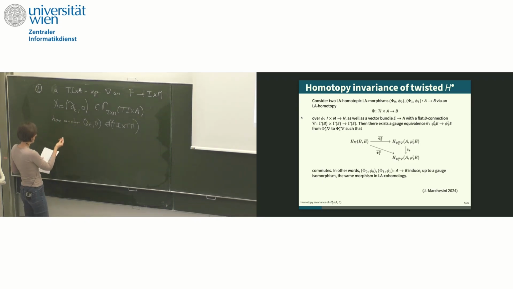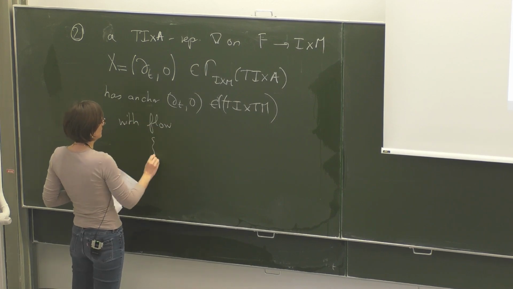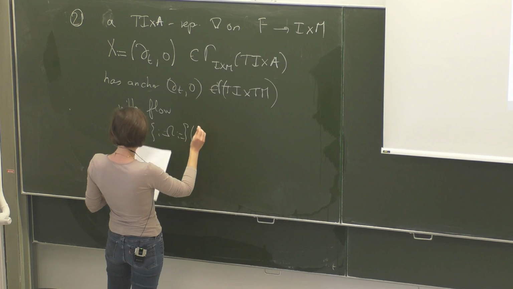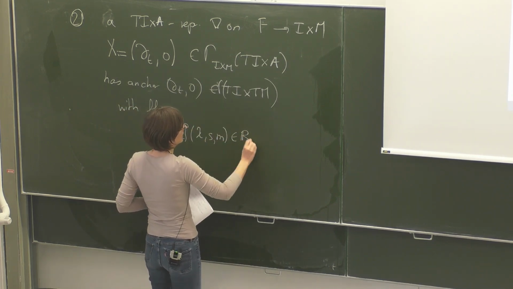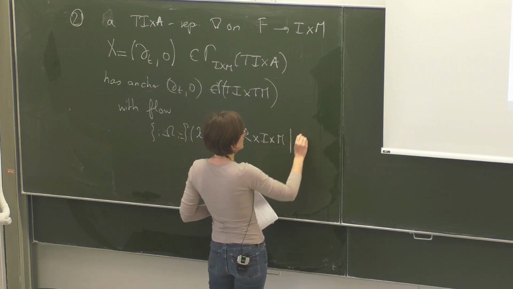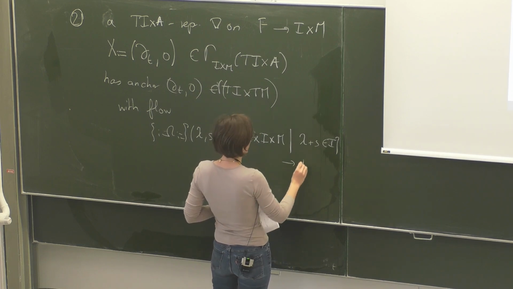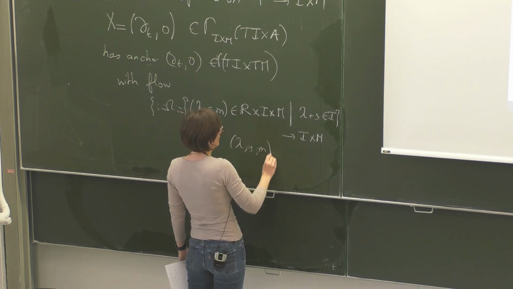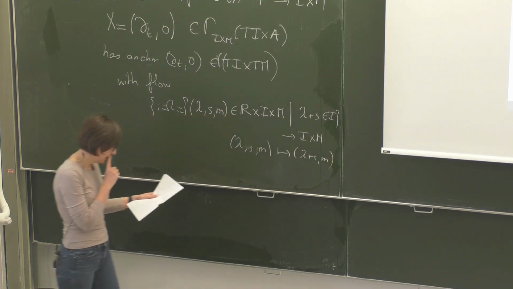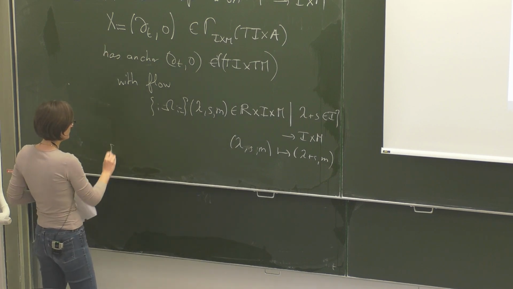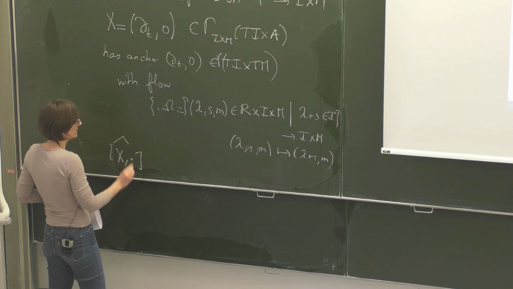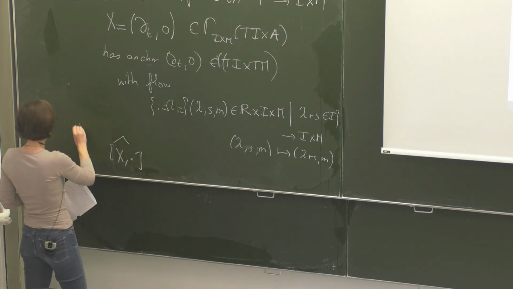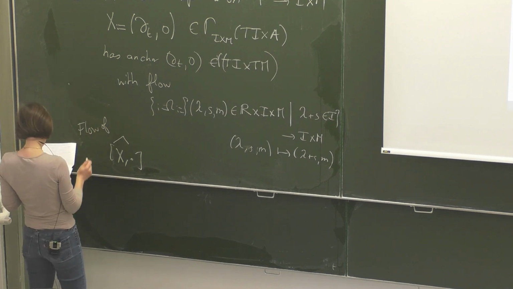And so its flow is super easy, right? Defined on the space of lambda, s, m in R times I times M, such that lambda plus s is in I, and that goes to I times M, and it just sends lambda, s, and m to lambda plus s, m, right? I mean, that's easy. So the flow of X, so bracket with X, as a linear vector field on TI times A lives over there. Let's call it again psi.